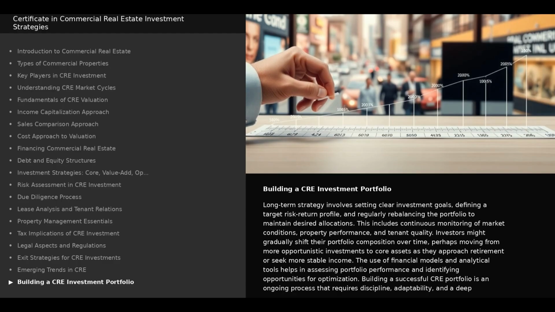The use of financial models and analytical tools helps in assessing portfolio performance and identifying opportunities for optimization. Building a successful CRE portfolio is an ongoing process that requires discipline, adaptability, and a deep understanding of market dynamics. A well-constructed portfolio serves as a powerful wealth-building vehicle over decades.